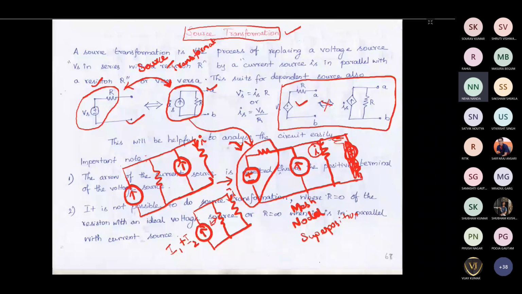Not only this, sometimes you may be converting this to this. It is bidirectional, you can say. It can be converted from this to this. Similarly, it can be converted from this to this. Mainly, we are doing this because it will make our solution easier. It will make our process easier to find the solution.